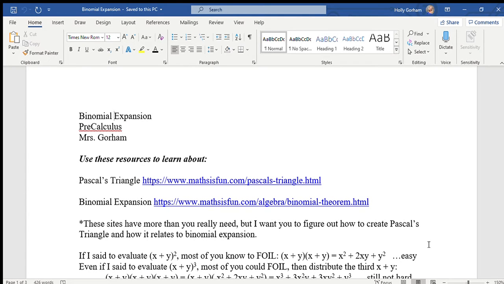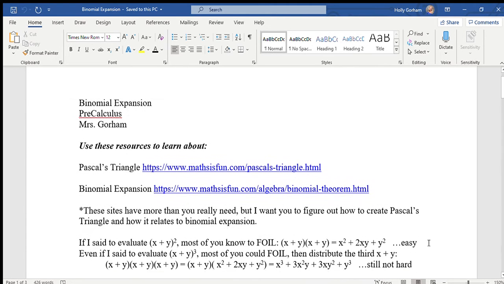So binomial expansion is the next thing that we want to go over. I want you to look at these two websites to research Pascal's triangle and binomial expansion. It's probably going to give you a little bit more than what we're going to talk about, but I want you to look at how Pascal's triangle is formed and then how it relates to binomial expansion. So take a minute to look at those websites and then come back to this.